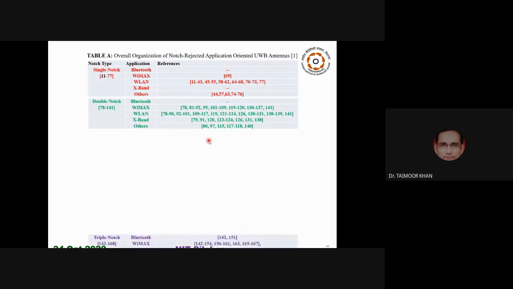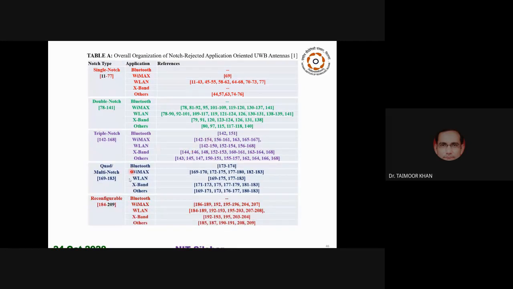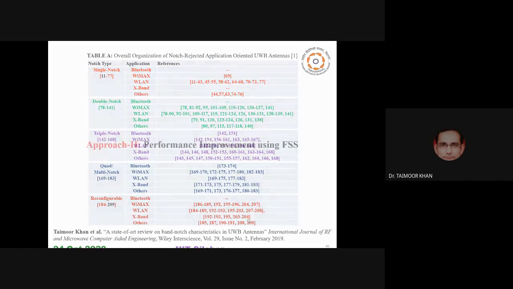Then dual band notch characteristic, then triple notch characteristic. According to your application interest, you can pick up particular papers by using this table. Then quad or multi-band notch characteristics, then reconfigurability. Finally, this review article has a comprehensive discussion of more than 100 papers within a limited page number of 15.